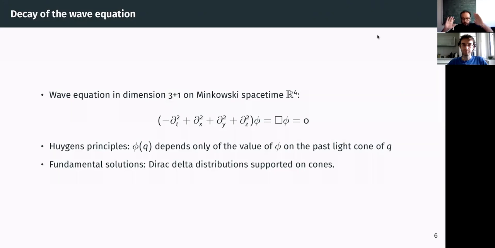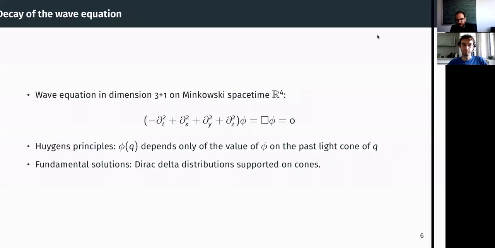There are two things you will need to know for solutions of the wave equation to consider the asymptotic behavior. The first thing is that the value of phi at a point Q will depend only on the value of phi on the past light cone from Q. This is the Huygens principle. This is the first important thing that you need. And the second ingredient, which is more or less tautological with what I'm saying here, is that the fundamental solutions are more or less Dirac delta distributions supported on cones. And with these two ingredients, you can, hand wavily, basically understand what you expect for solutions of the wave equation.